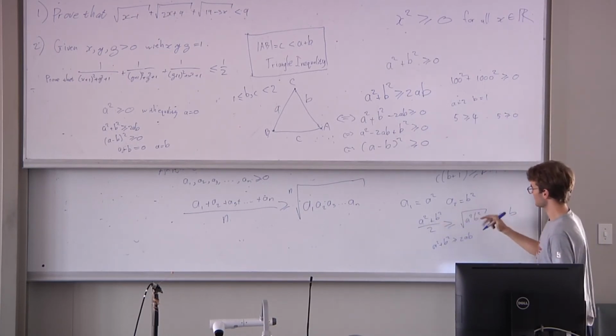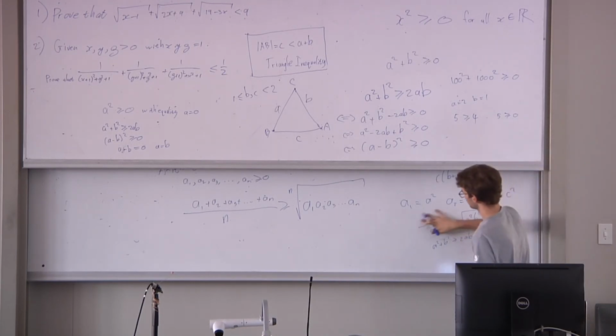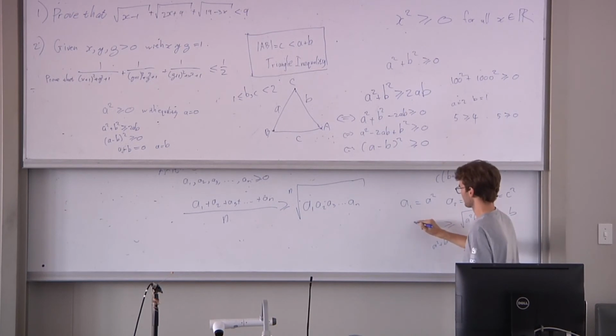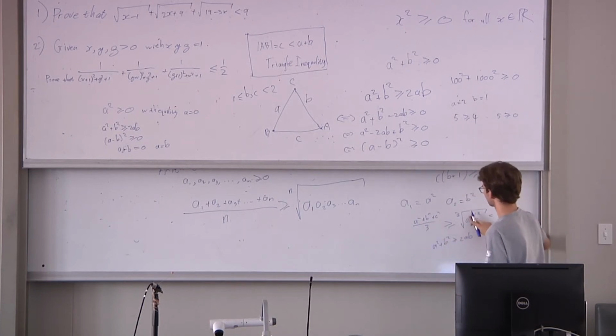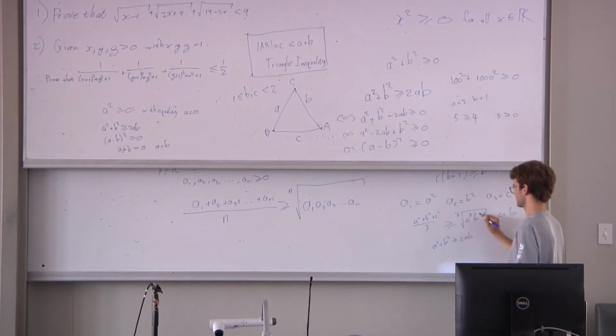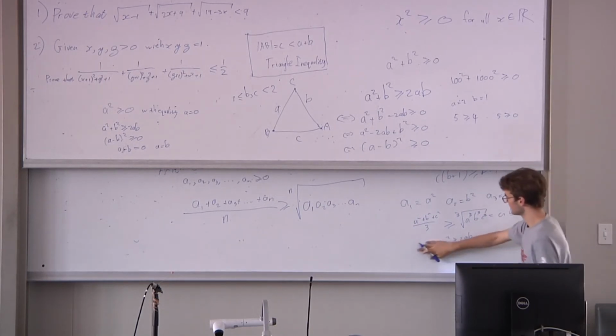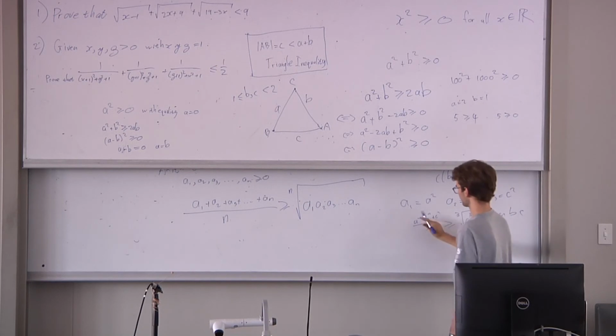Similarly, you can say let A3 equal C squared, and then this changes to be (A cubed plus B cubed plus C cubed) over 3 being greater than or equal to the cube root of A cubed, B cubed, C cubed, which is just ABC. So you end up with, so these should be cubes.